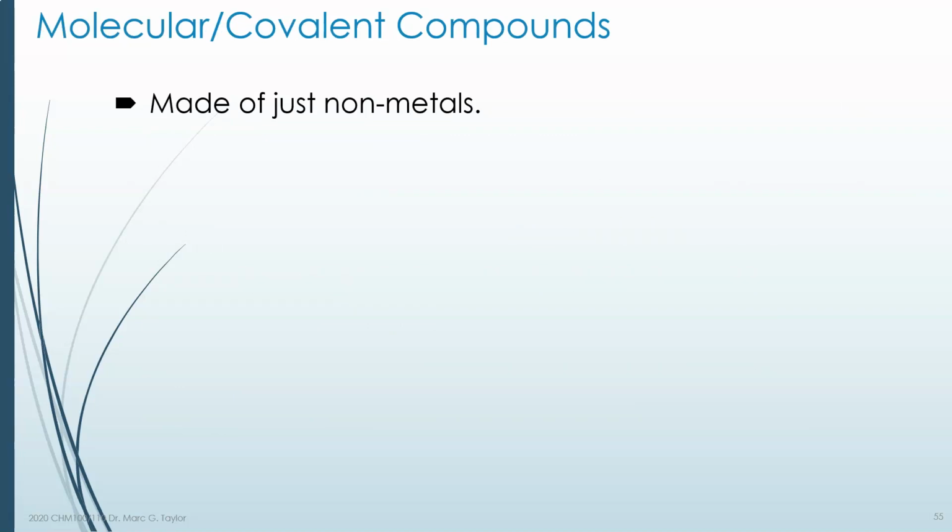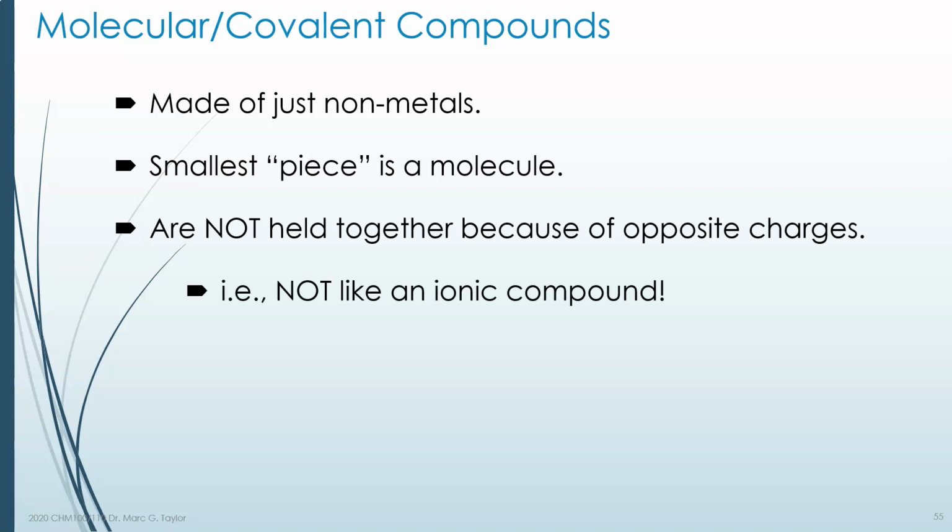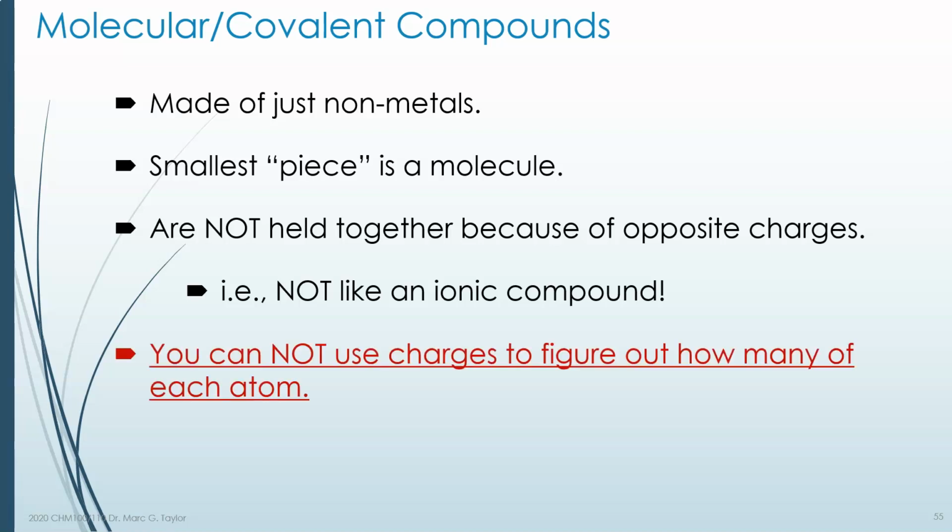All right, so molecular compounds or covalent compounds, they're made of non-metals. You don't have metals in the covalent compounds typically, and the smallest piece of a covalent compound we call a molecule, hence the name molecular compounds. They're not held together with ions because they're not ionic compounds. They don't have pieces that are opposite charges with full charges attracting one another. So we can't name them by the ions like we do with ionic compounds.